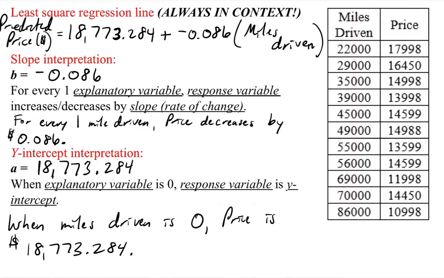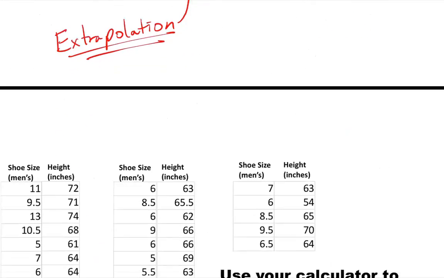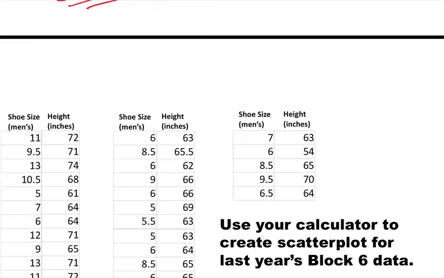But based on our data, there's nothing near 200,000 miles in miles driven. So that's why it's extrapolation. I can only predict within my range. Anything outside of my range is too much prediction. So that's extrapolation and interpolation.